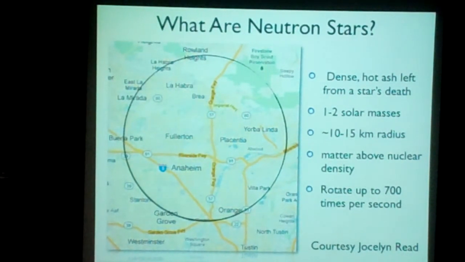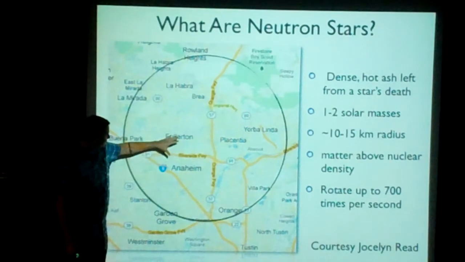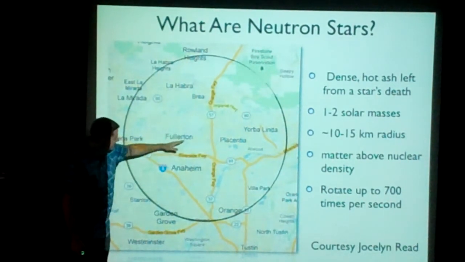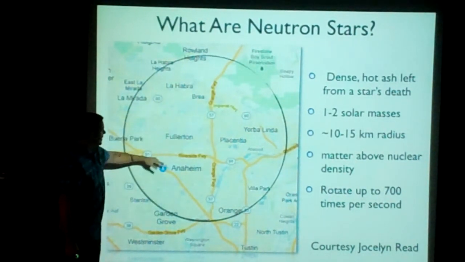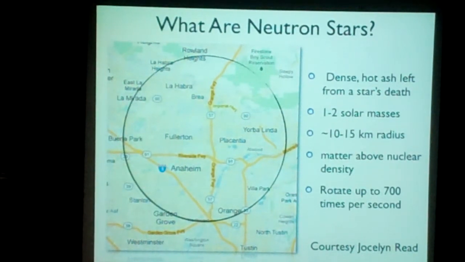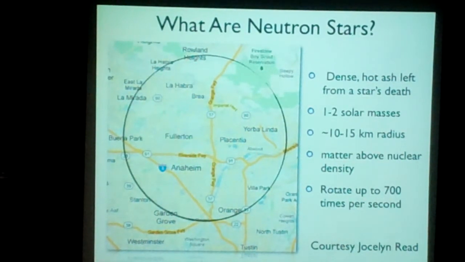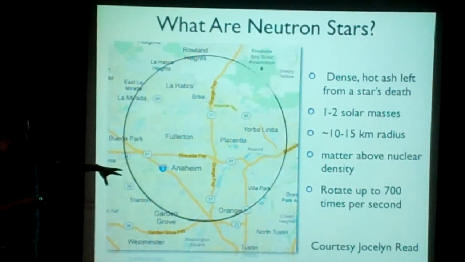It's usually 1 to 2 times the mass of our sun, but it has a radius, and I should have updated this for our location here, but if we were in Fullerton, it would only reach 10 to 15 kilometers across, so Fullerton down to Garden Grove or Orange. Relatively small. The matter inside it is above the density of the nucleus of an atom. And they can rotate up to 700 times per second, so they're really extreme objects. If you want to learn more, Jocelyn Reed, who I work with, is one of the world's experts in neutron stars.